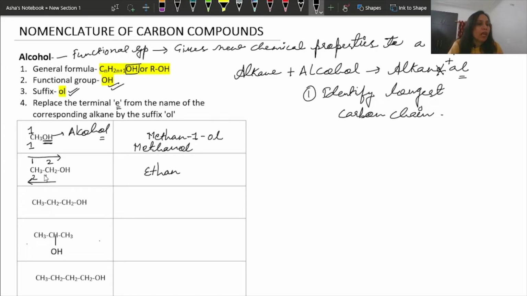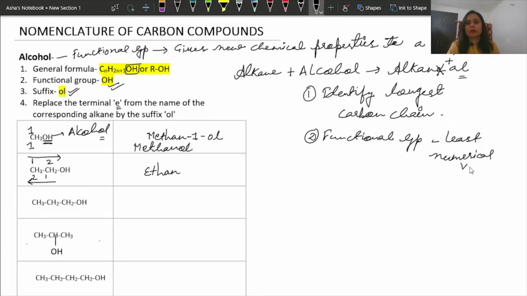So now we will have to decide which side, that is front to back numbering we are going to choose, or back to front numbering we are going to choose? Because the functional group should get the least numerical value. We always try to give it the least number, either 1 or 2, if possible.